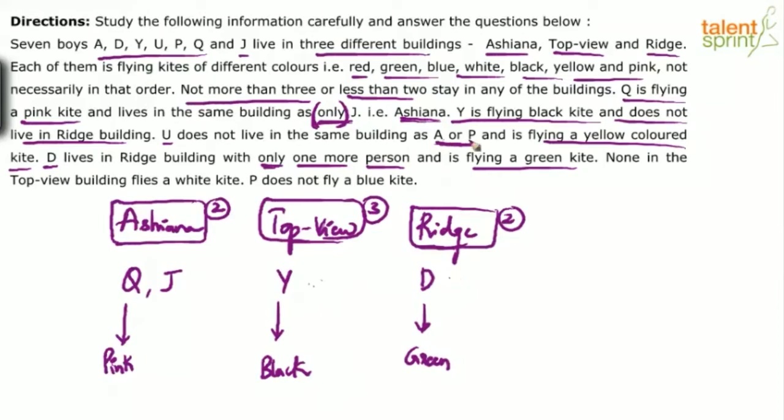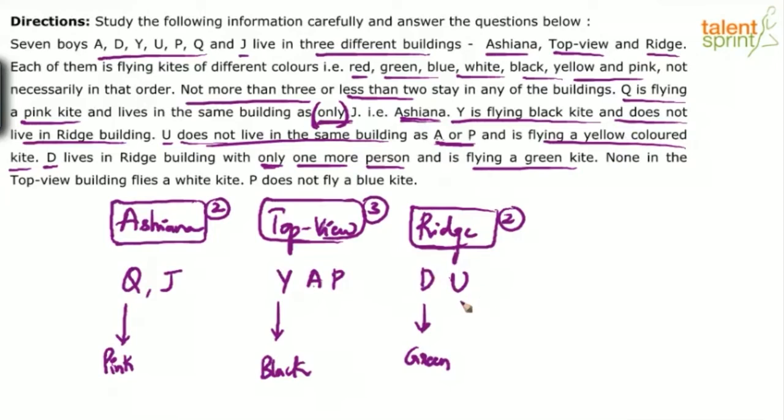Now we already know that A and P will be together. So can A and P come in Ridge? No. Because if A and P come here, there will be 3 persons here, and we know that D lives with only 1 more person. So A and P have to come in Top View. And who is the other person now? U. Because we know that U does not live in the same building as A or P. So U will come in Ridge.